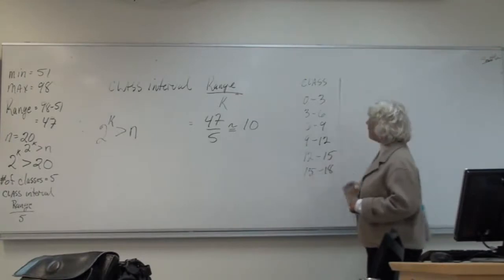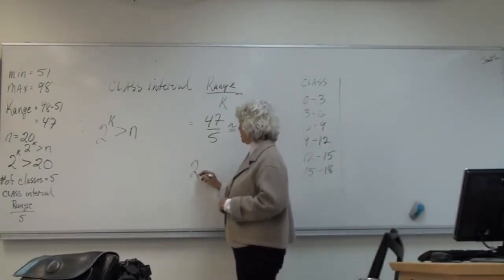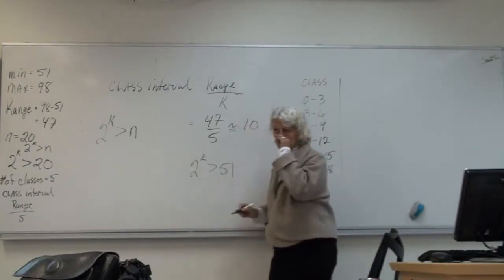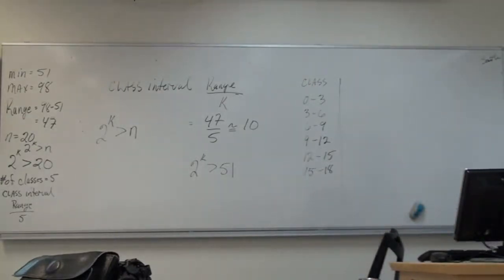If I followed the 2 to the k rule, how many classes should I have had? Two to the k has to be greater than 51. Oh, I erased them. What's this one? It's 6.